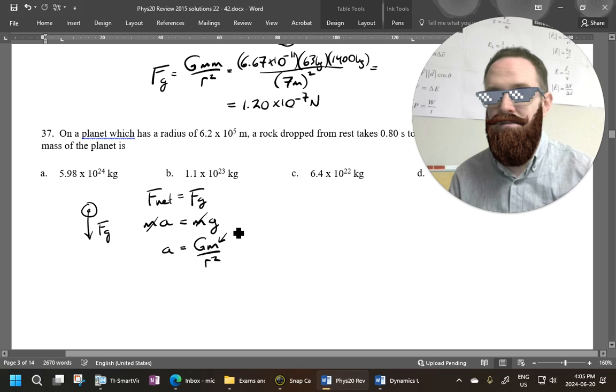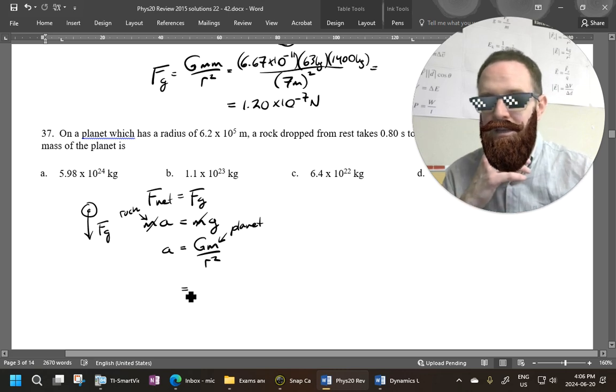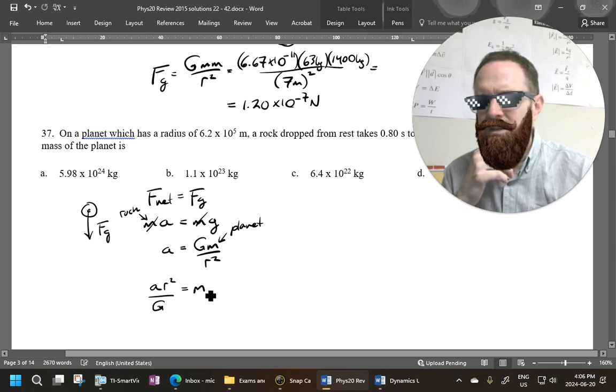So this is the planet. This other rock, or this other mass, is the rock. That cancels out. So that's what we're looking for. We're looking for that m there. So a times r squared divided by this capital G. So what's a though? All right, that's what we need to find.